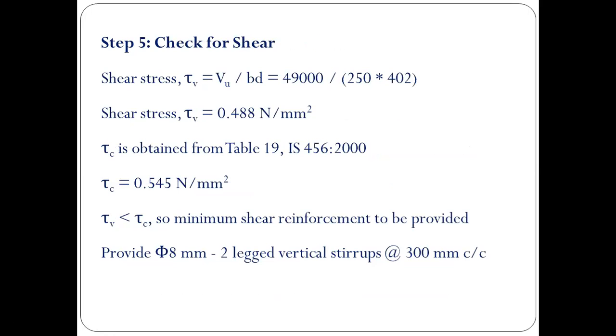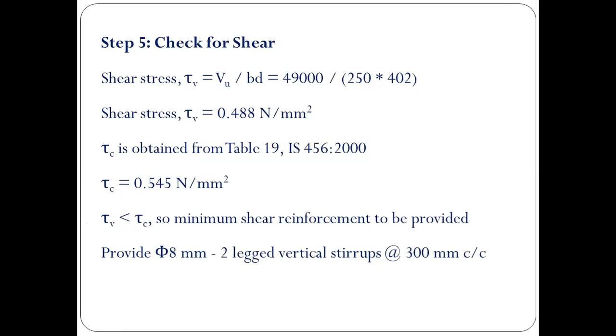Then check for shear. So we have found out tau v, which is 0.488 newton per mm square, and tau c was obtained from table 19 of 456. Tau c equal to 0.545 newton per mm square. So in this case, tau v is less than tau c, minimum shear reinforcement will be provided.